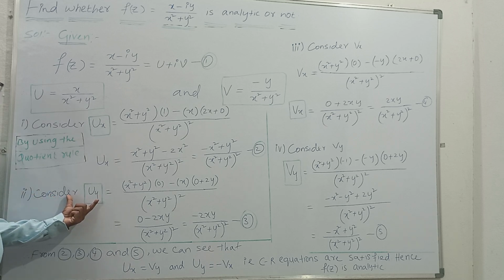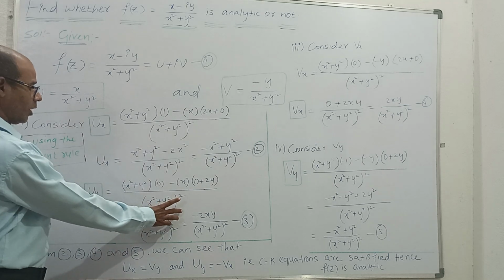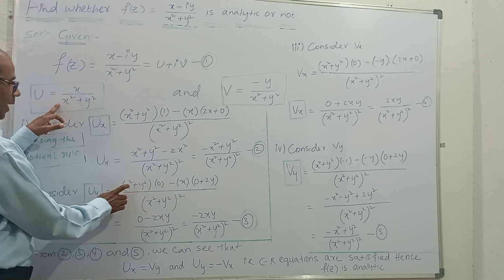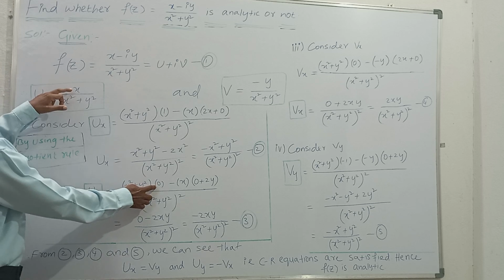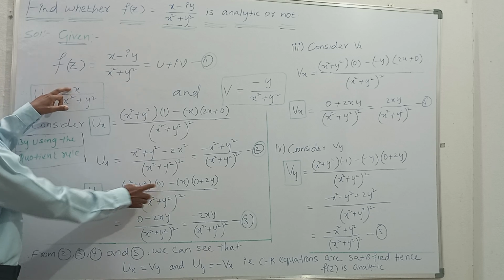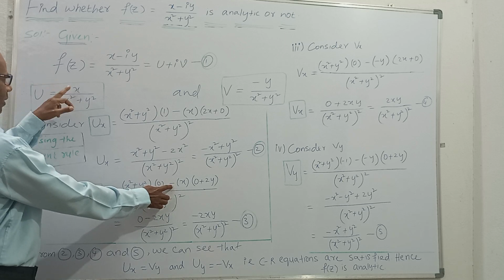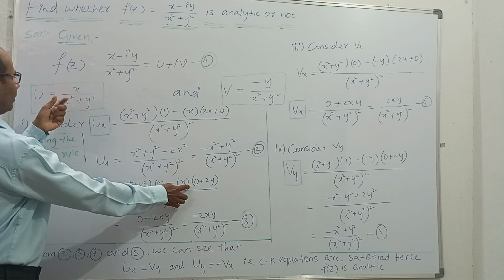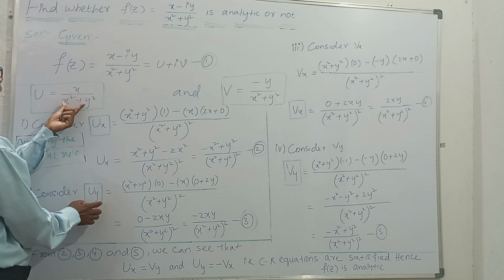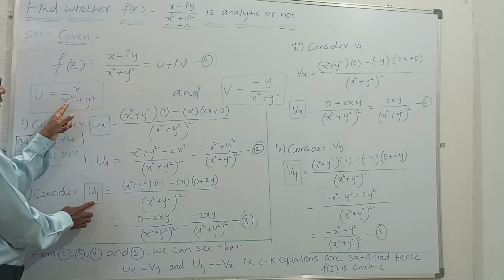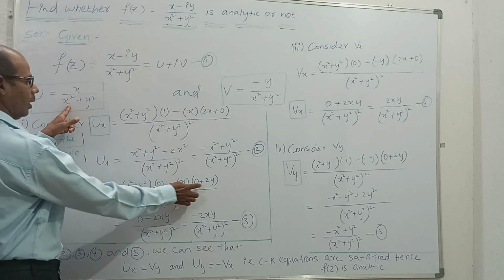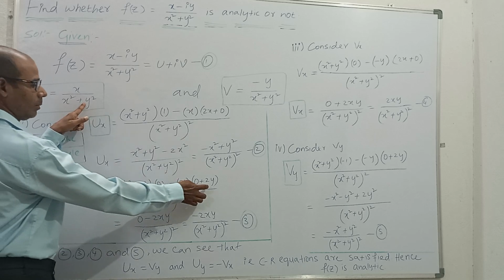Now let us find the partial derivative of u with respect to y. Again you have to use the quotient rule for this one. Same denominator square, again denominator into the partial derivative of the numerator with respect to y. The partial derivative of x with respect to y becomes 0, minus numerator times the partial derivative of the denominator with respect to y. The partial derivative of x square becomes 0, plus the partial derivative of y square with respect to y becomes 2y.